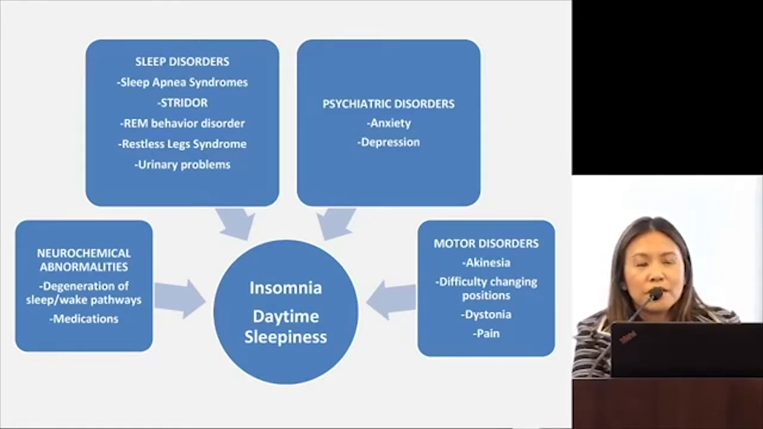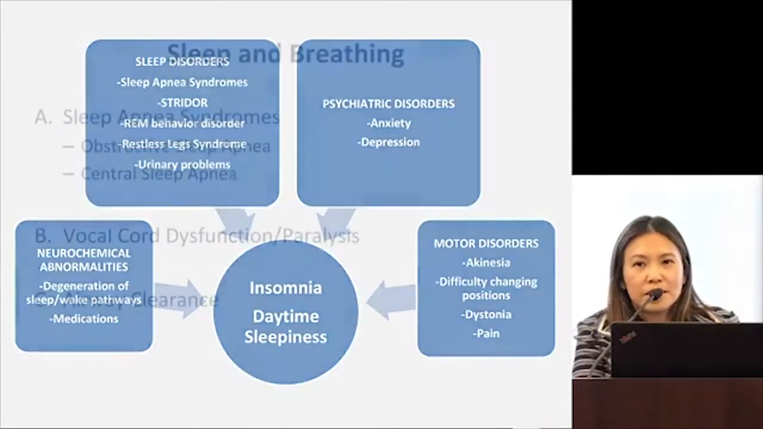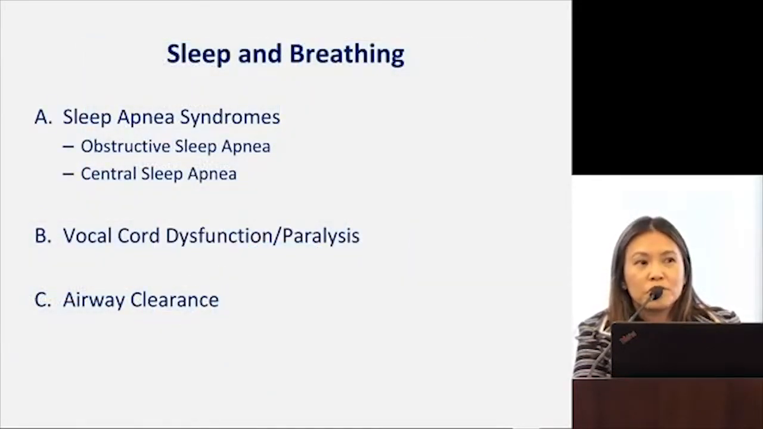So for sleep and breathing, I break into 3 categories. There's sleep apnea syndromes, and obstructive sleep apnea is one category, and then the other one is central sleep apnea. Obstructive sleep apnea is basically upper airway obstruction, so vocal cords up. Many MSA patients already have this pre-MSA diagnosis. The MSA can worsen the obstruction.